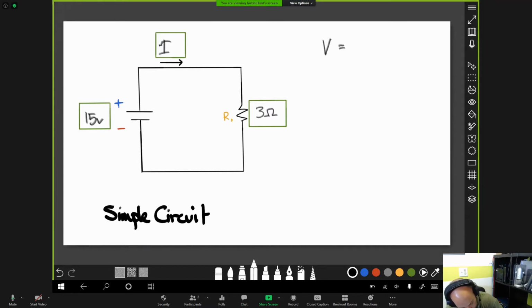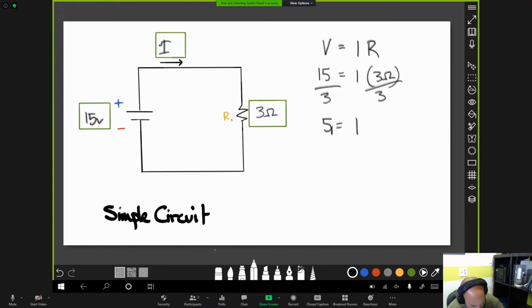V equals I R. Let's plug in. We got 15 over here. Don't know what our I is, but we do know we have 3 ohms of resistance. So let's balance this bad boy. We're going to divide 3 from this side, do the exact same on the other. So that's 3. 15 divided by 3 is 5 equals I. And when we're talking about current, let's honor those symbols, and that's 5 amps. So we can get rid of this unknown I, and we can put 5 amps here.